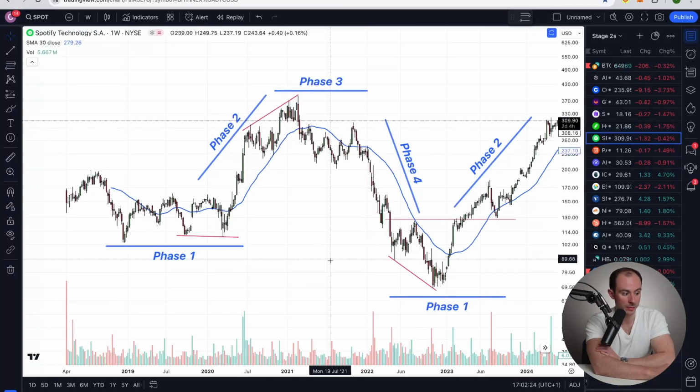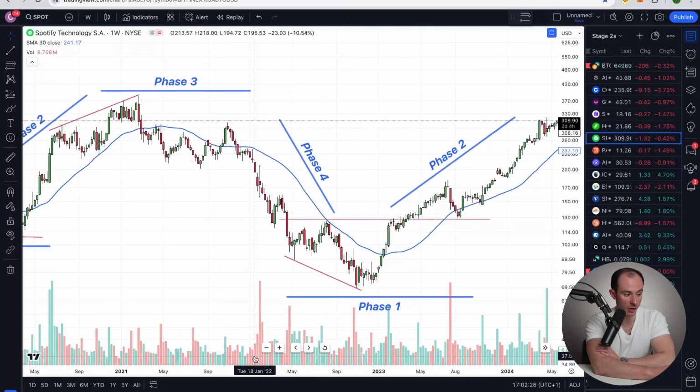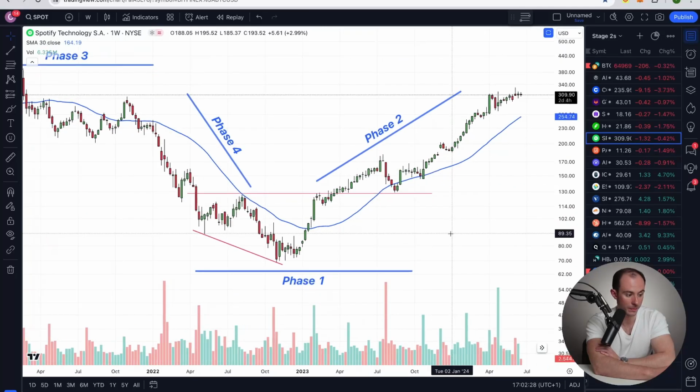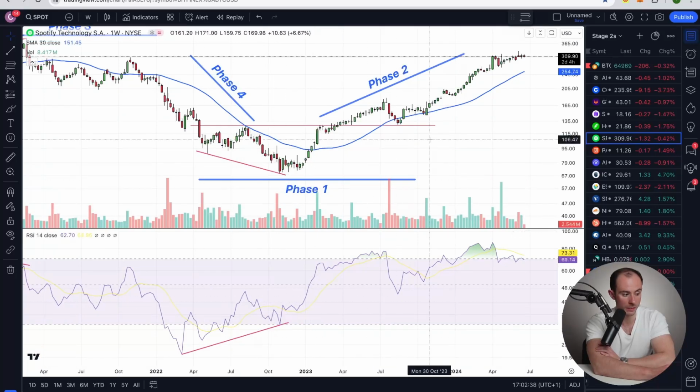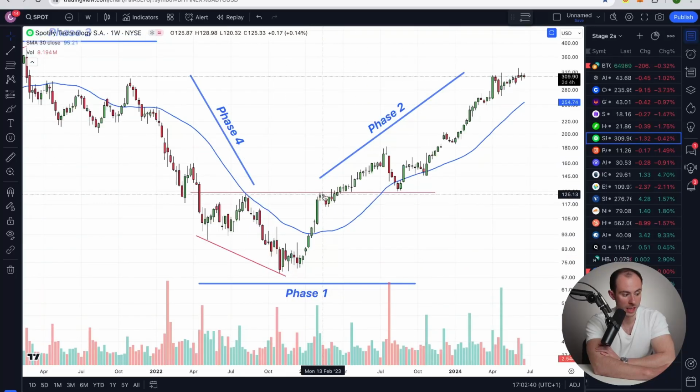The first example I've got for you is Spotify. Now we've got the phases on here. This is all part of the course material, or some of it's in the course material. But I want you to focus. You can see these sort of marginally lower lows, bullish divergence. Then you actually get the breakout.